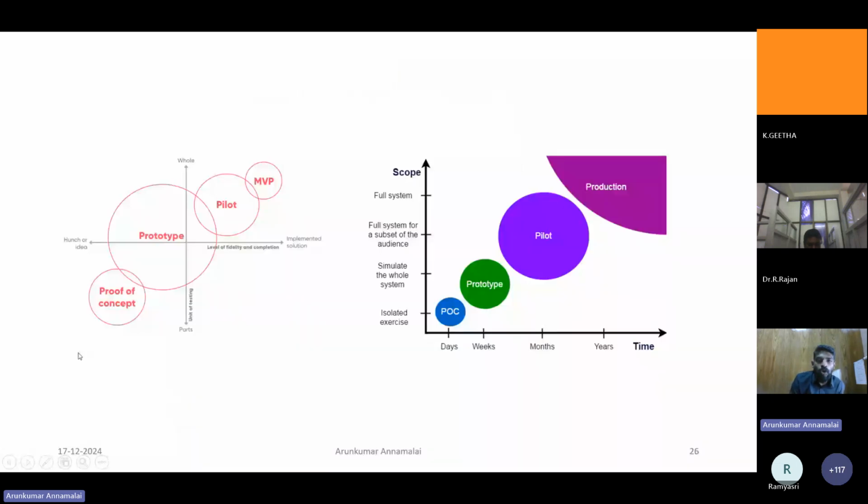And this is how your pathway looks like. You have proof of concept, then you have prototype, then goes to the pilot stage and the minimum viable product stage. The same year you have proof of concept, prototype, pilot stage, and production stage. This is the pathway for your AI in healthcare. So any AI you're trying to build, this is the pathway.